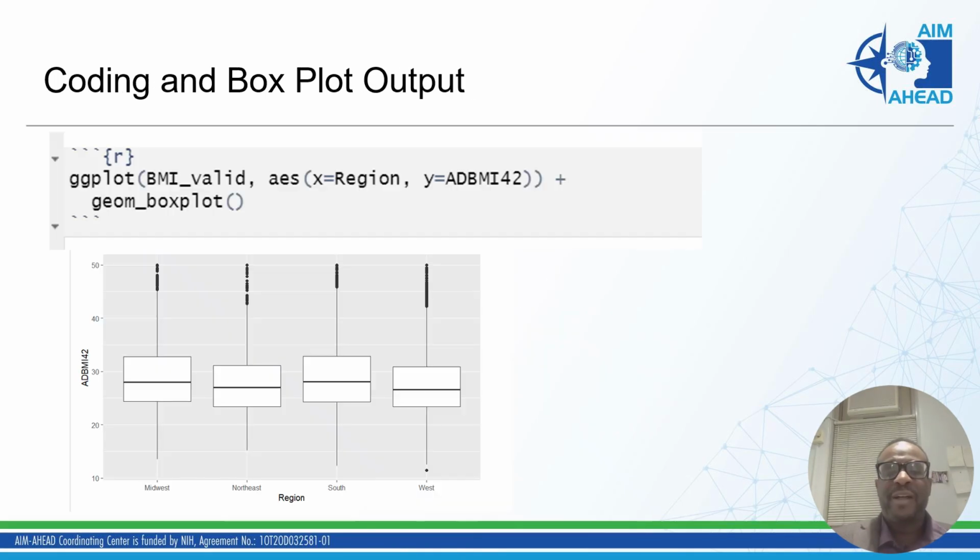The coding for a box plot is fairly simple within R Studio, especially whenever using ggplot. We have to provide inputs for the x and y variables. Our y variable is a numerical variable, and the x variable is a categorical variable. For the geom statement, we use box plot. In this example, this produces 4 boxes representing the distribution of BMI, one for each region of the country.